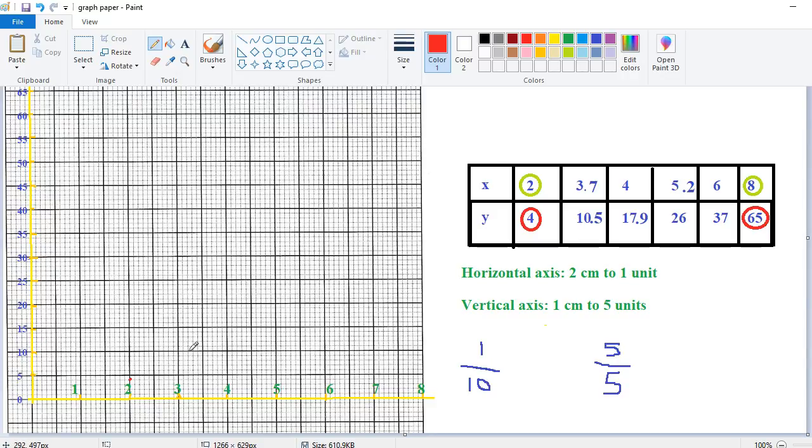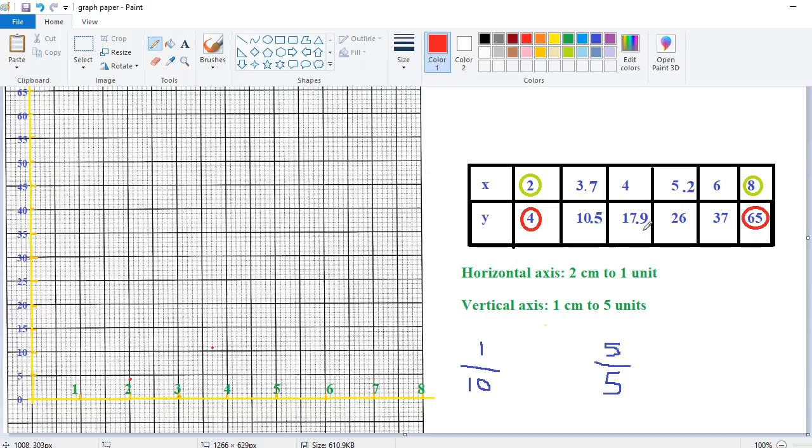So 10.5 would be halfway between 10 and 11. So if here's 11, then halfway between 10 and 11 would put us somewhere in the middle right here, right? So that will be 3.7 based on here and 10.5. Cool? Okay, so let's look at another one.